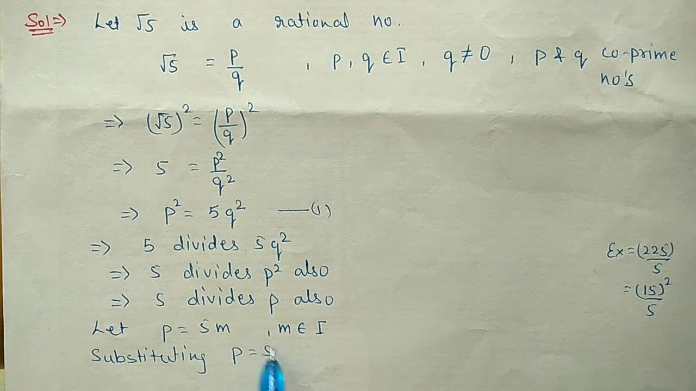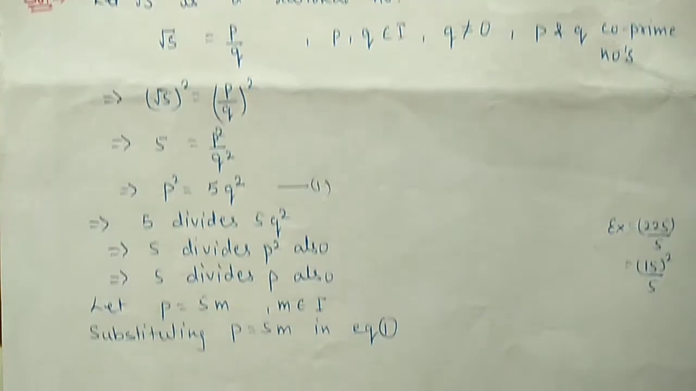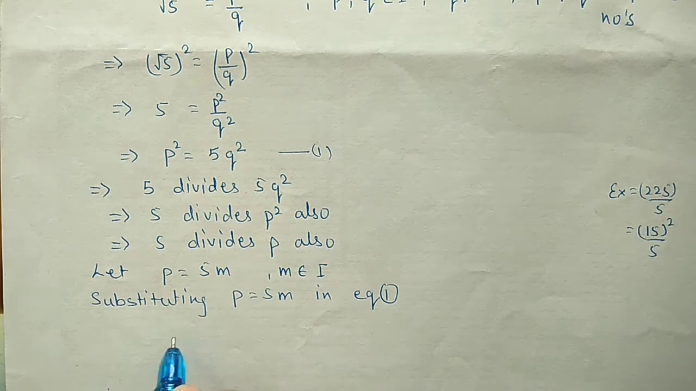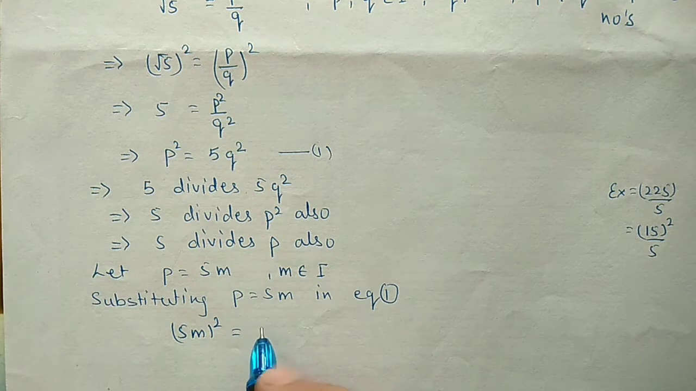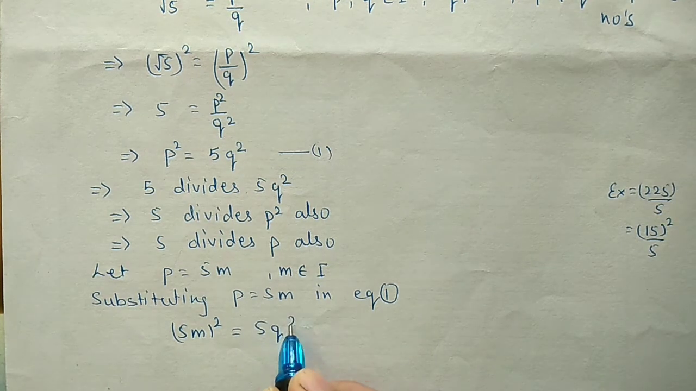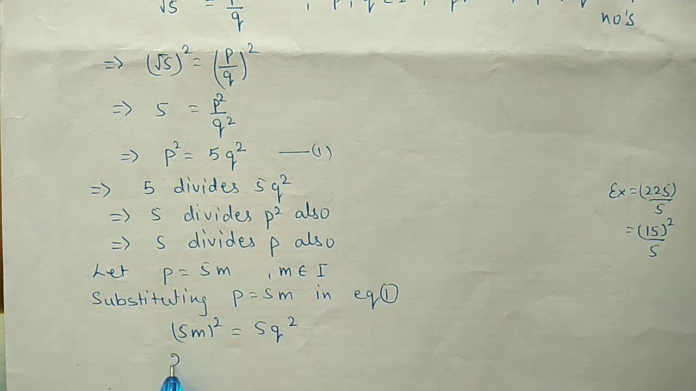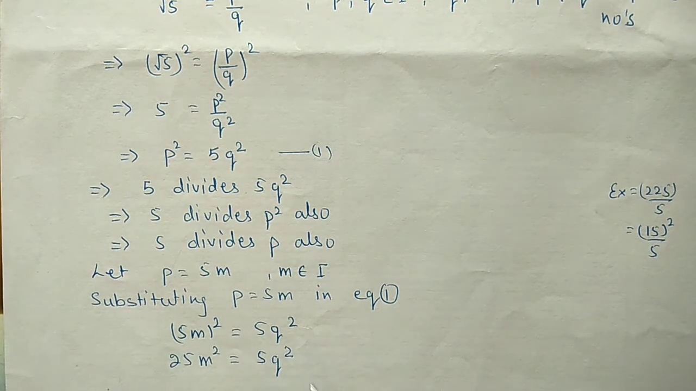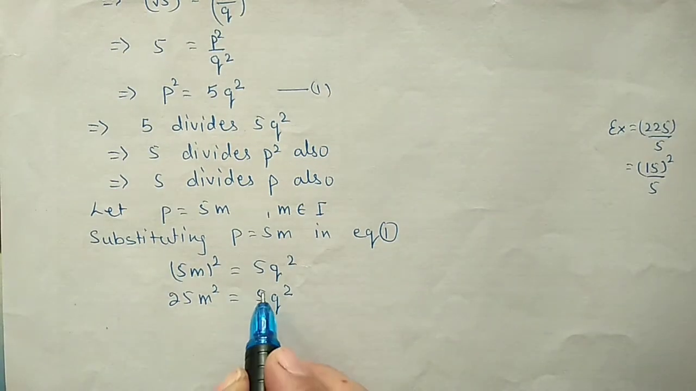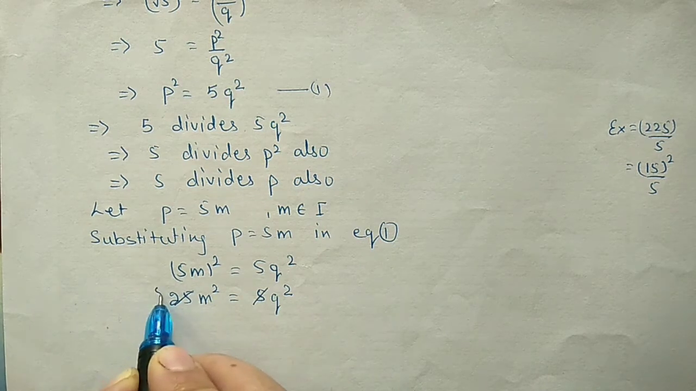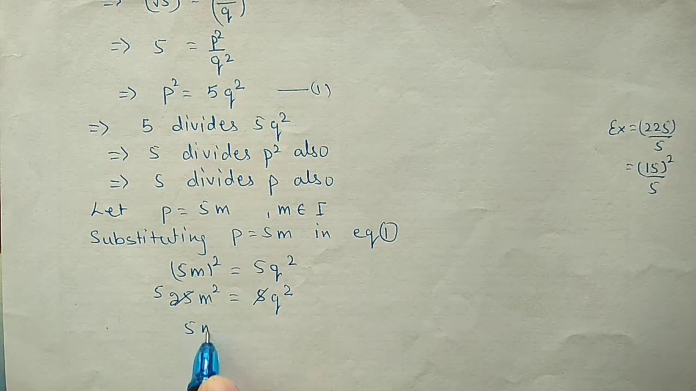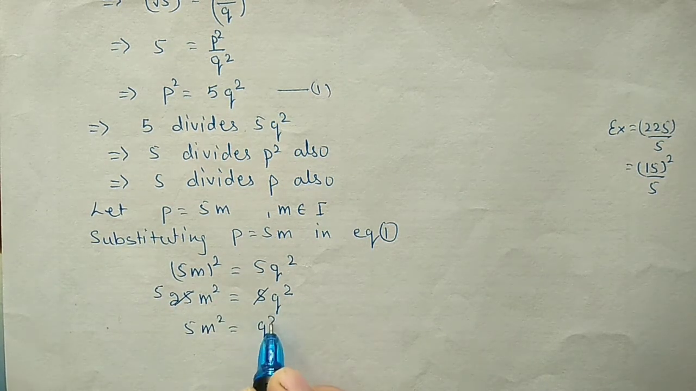So substituting p is equal to 5m in equation 1, we will get 5m whole square is equal to 5q square. So 5m whole square we can write as 25m square, which is equal to 5q square. And we can cancel a 5 from both sides. If you shift it, it will come for division and cancel out. So we have 5m square is equal to q square.